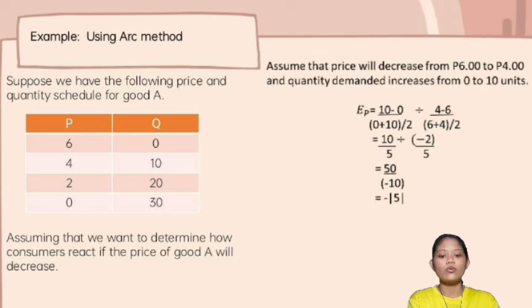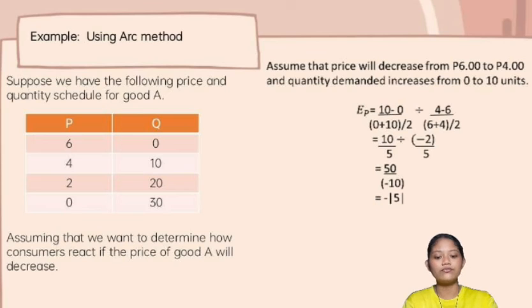Next, when we divide fractions, we will cross multiply. So 10 times 5 is equal to 50, then over 5 times negative 2 is equal to negative 10. Then let's divide it.